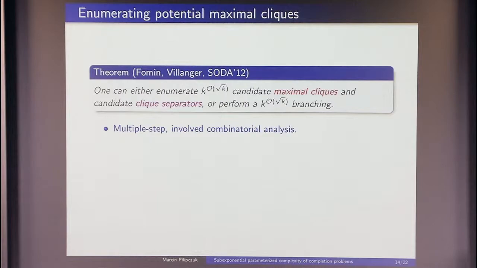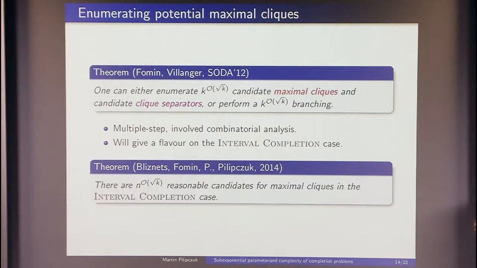I want to give you a flavor of what these types of arguments look like, and I want to prove the following statement. If you are trying to solve interval completion, that means you want to add edges to get an interval graph, I want to prove that there are only n to the square root of k reasonable candidates for maximal cliques in this fashion. That's what I'm trying to do in the next 5 minutes: give you the flavor of how to prove it.